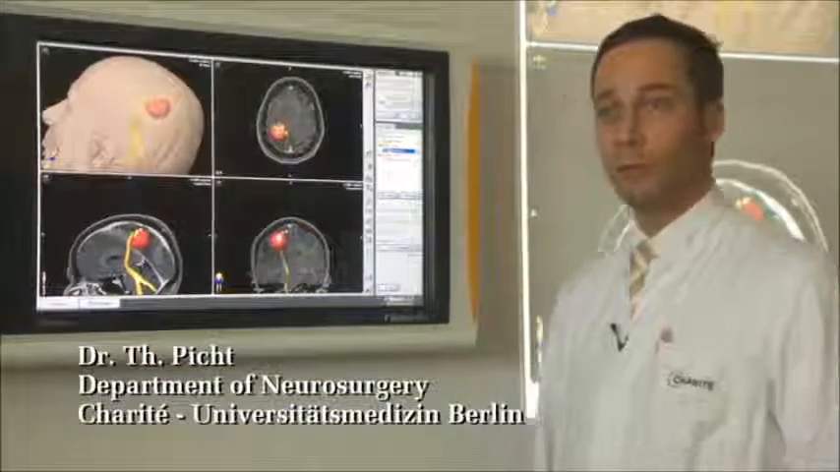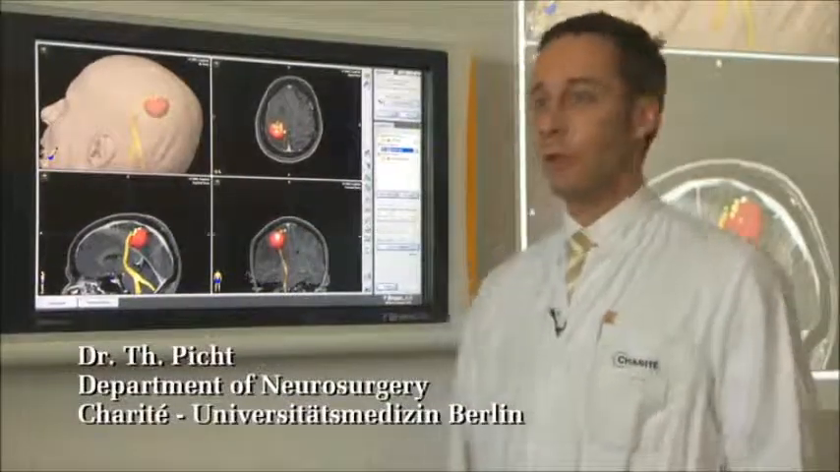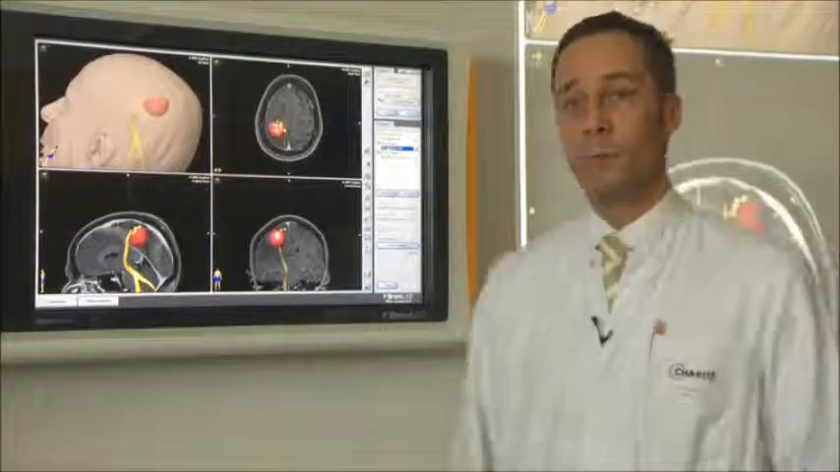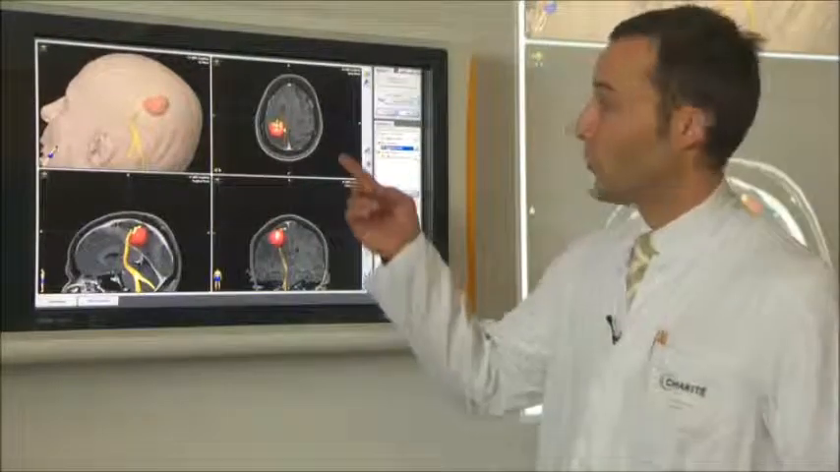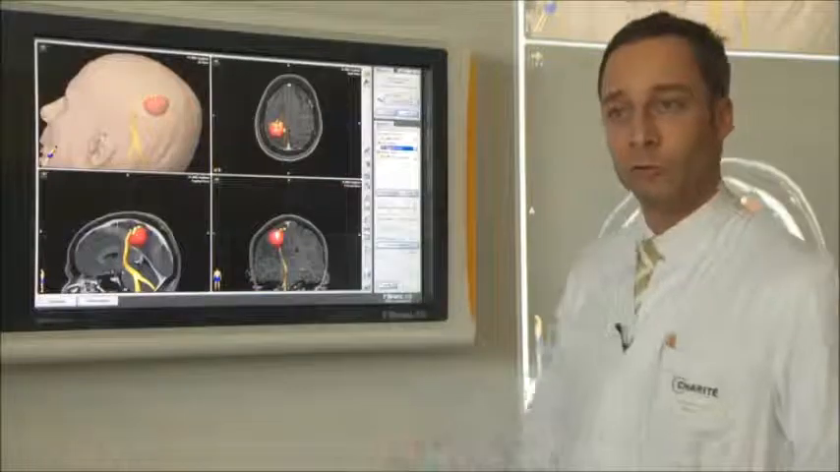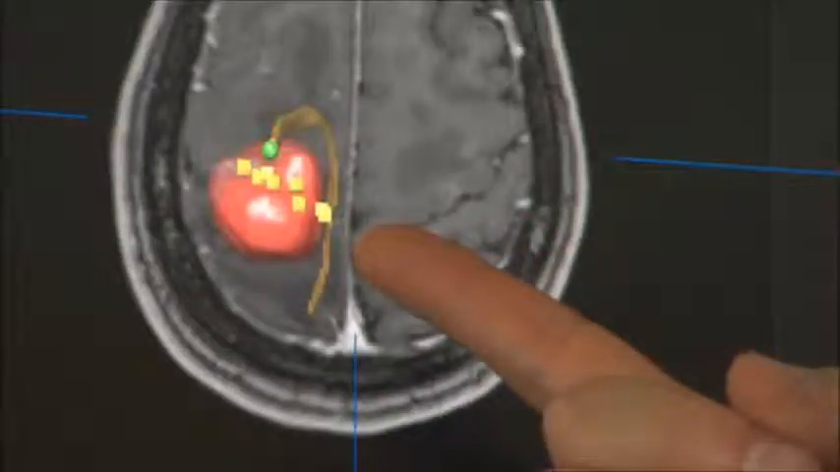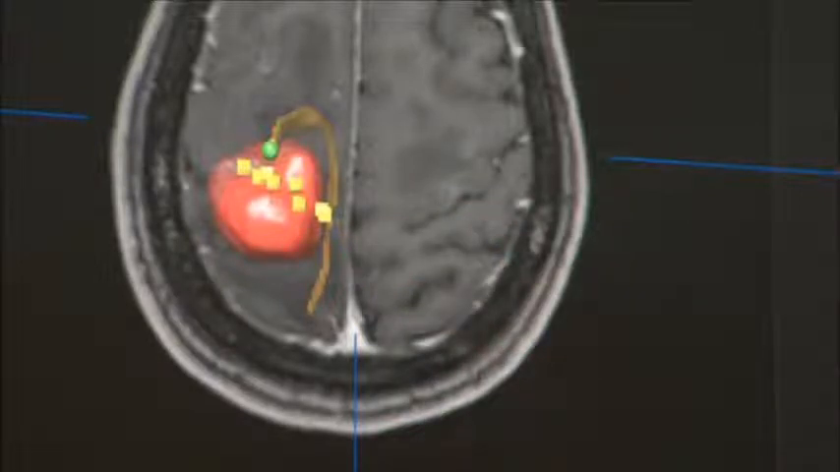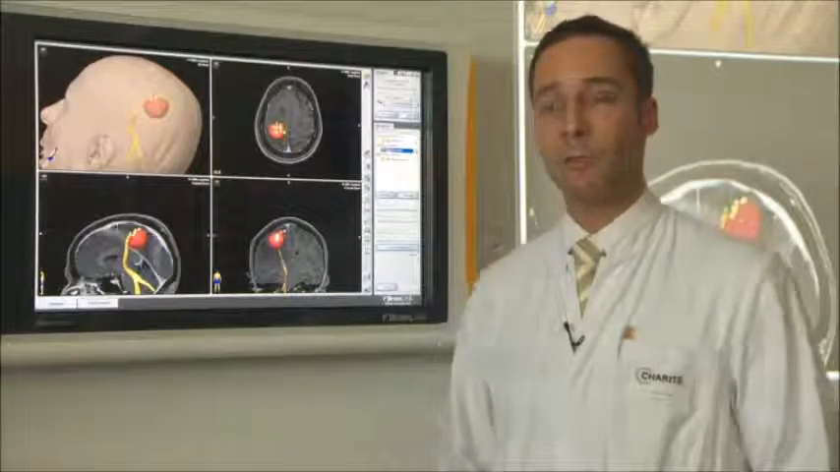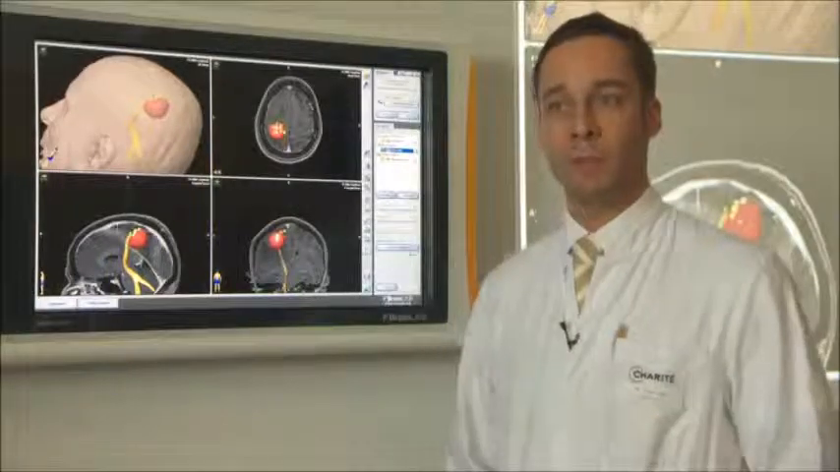So here we have a case of a 45-year-old male with a tumor of the left central region. As you can see here in the image, the tumor is outlined in red. The patient presented with a paresis of his right arm and leg. First thing was that we performed the MRI scan for the navigational data set, and we then performed the mapping of the motor cortex with the Nexstim system.